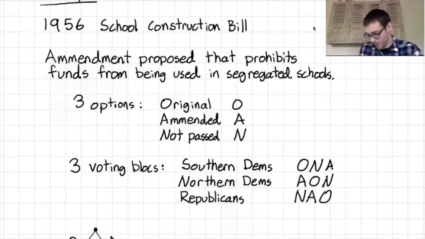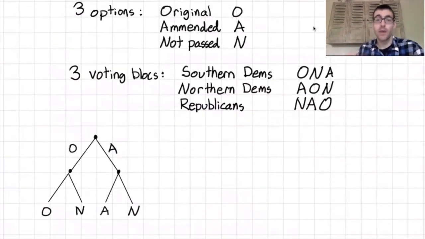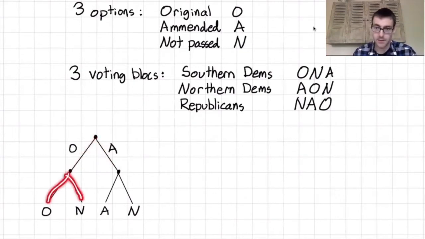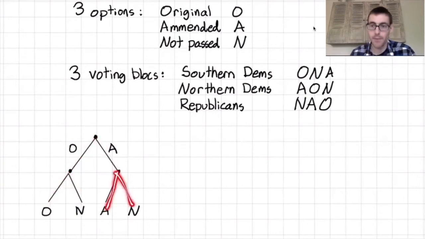So here's what actually happened. The way the US House of Representatives decides on what gets added to a bill is that first the entire House votes on whether or not the amendment is added. So the first vote is, do we stick with the original or do we add the amendment? And then once that's been decided, there's an up or down vote. Do we accept the bill or not? If we voted to keep it as the original, then we would decide, all right, original or not passed. And if instead we voted for the amended version, we decide amended or not passed.